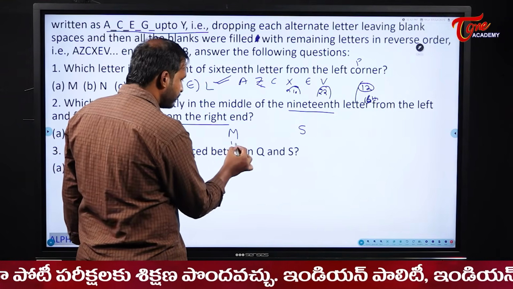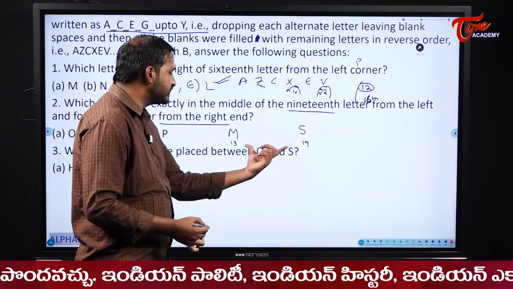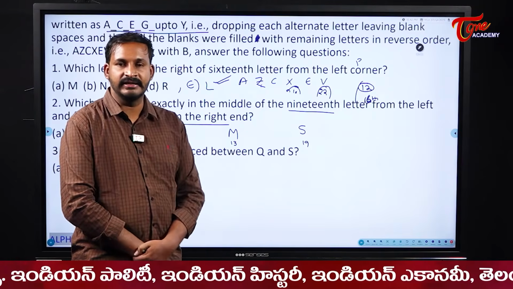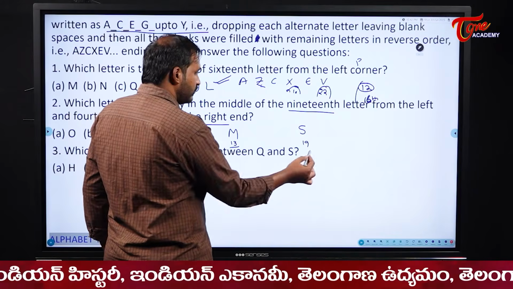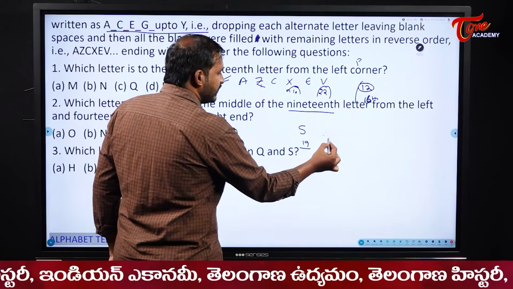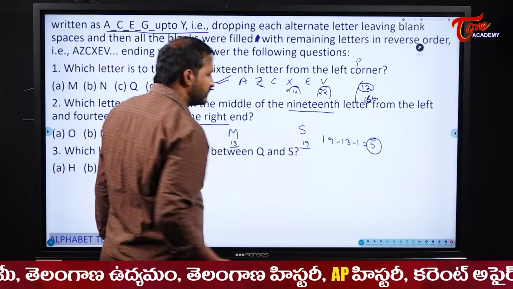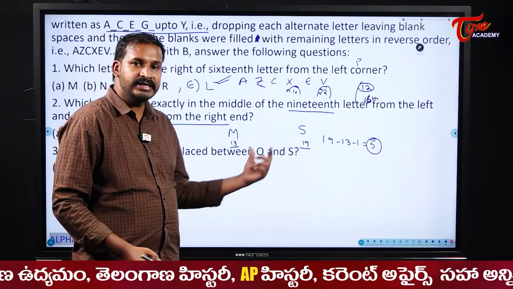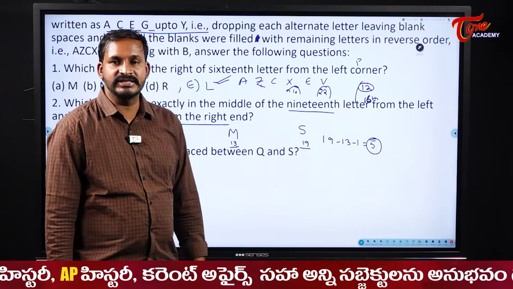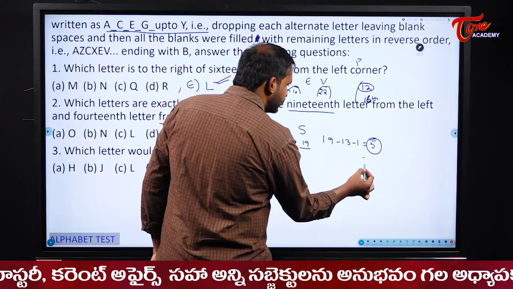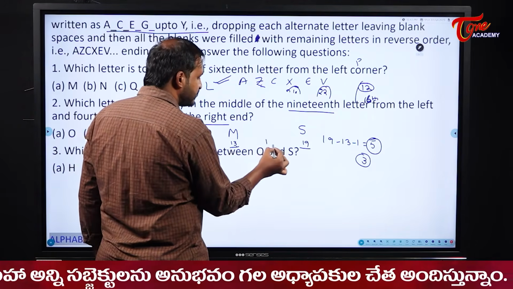This is 13 and this is what for me? 19. 13 and 19. How many letters or alphabets are there between 13 and 19? 5 are there. That is 19 minus 13 minus 1. So between M and S, there are 5 alphabets. In these 5 alphabets, what is the middle position? Third alphabet. That means what? Either you can add 3 to M or subtract 3 from S. So that means 16th alphabet.